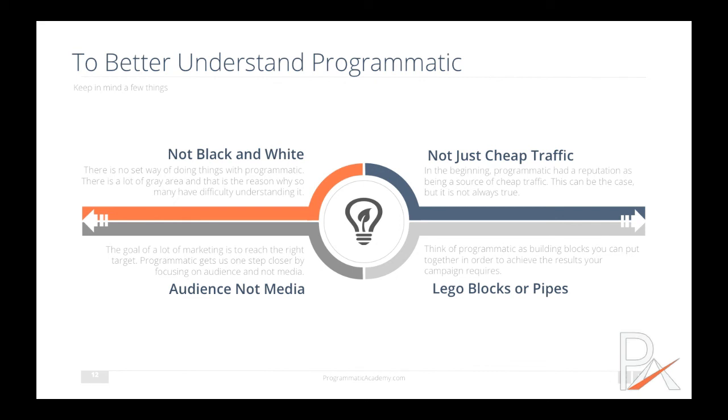Like I mentioned previously, it's not just cheap traffic. There are plenty of great premium publishers available in the open exchanges or through private deals, which is something that we'll discuss later on in the following lesson. Programmatic, like I mentioned, is audience, not media. The goal is to hit the right audience. So programmatic gets us that much closer to focusing on the right audience.